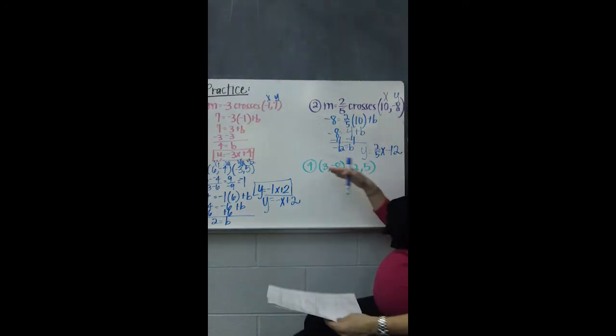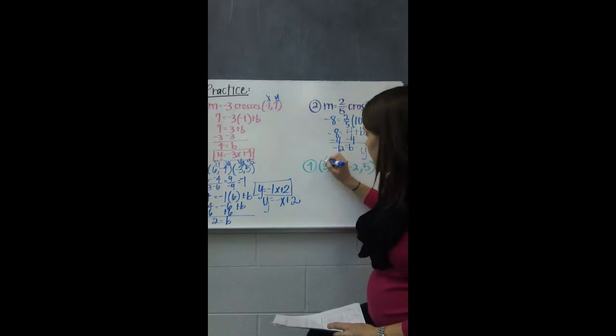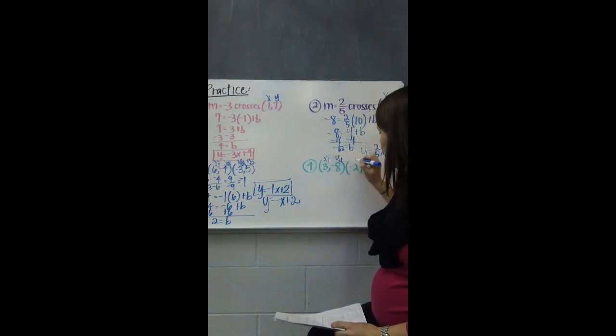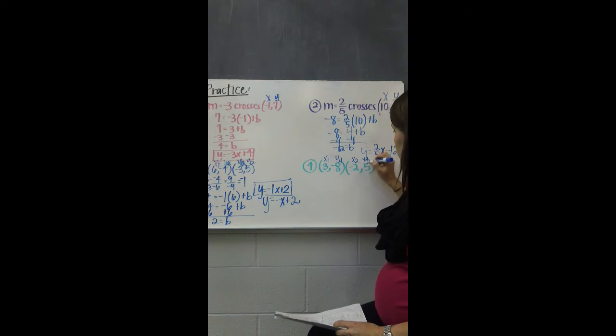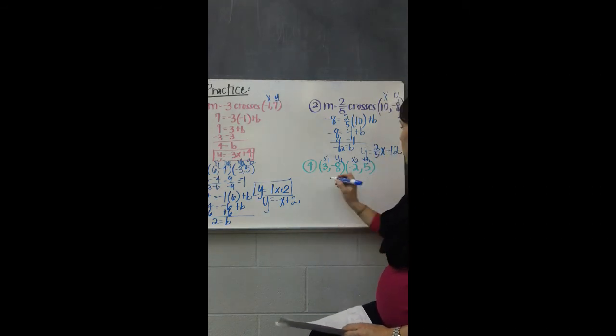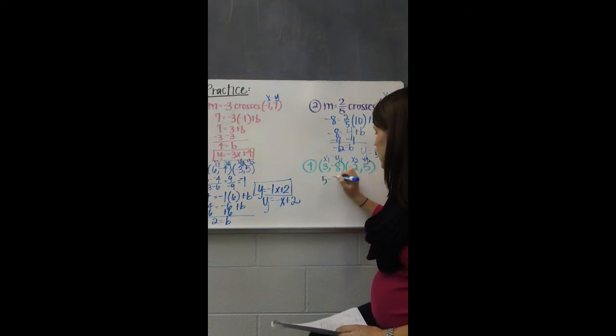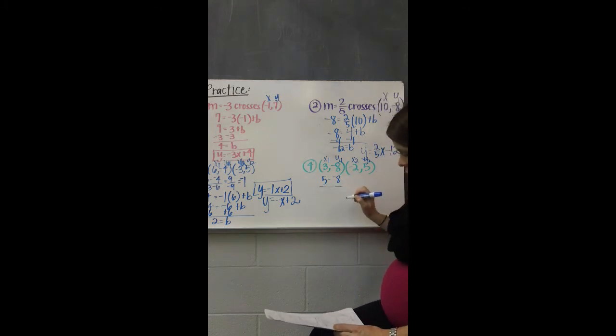All right, so let's look at this next example. We know this is x1, y1, x2, y2. First, let's find the slope. So we've got 5 minus a -8 over -2 minus 3.